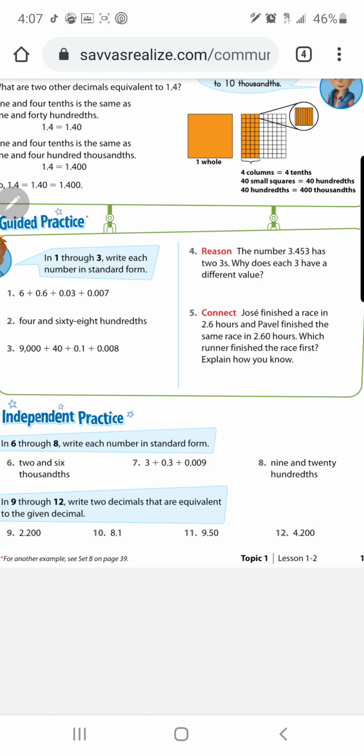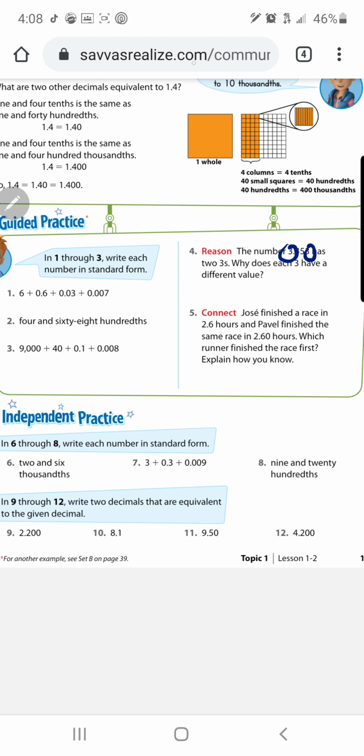We already went over number 1 and number 2, and I believe that we also went over number 3 as well, where we put that expanded form into standard form, right? Number 4, it's asking you right there. It says the number 3 in 453,000 has two threes. Why does each 3 have a different value? Well, it's very simple. It's because the first 3 is in the ones place and the second 3 is in the thousands place. One 3 has a value of 3 wholes, and the other is 3 out of 1,000 pieces or parts.